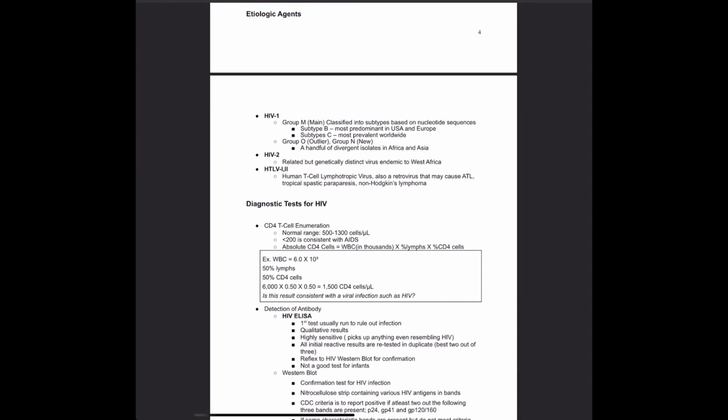So the diagnostic test we use for HIV is CD4 T-cell enumeration. You should know that the normal range is between 500 and 1300 cells, and less than 200 is consistent with AIDS. Here is the formula to calculate the absolute CD4 count.